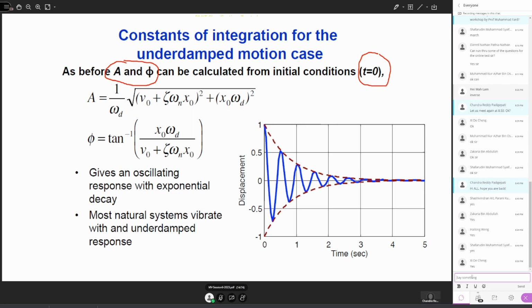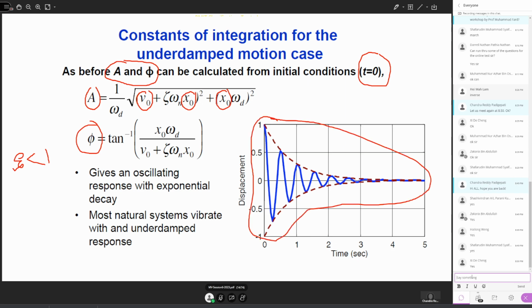Okay, when you have this, x naught is the initial displacement, and v naught is the initial velocity. So once you know these two things, then you can calculate the amplitude of the vibration, and also you can calculate the phase of the vibration for the underdamped case, when the damping ratio is less than 1. So when eta is less than 1, only then you can have a damped vibration like this.